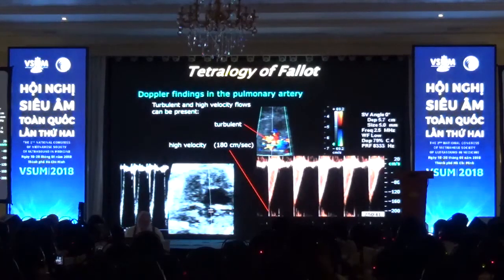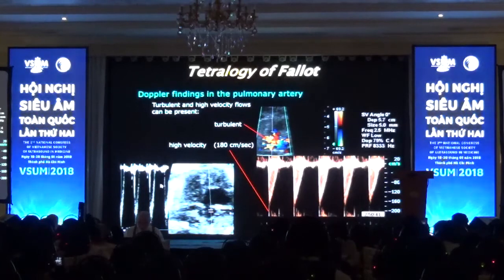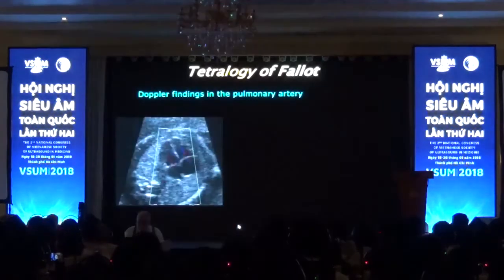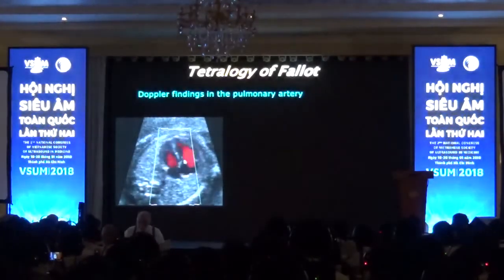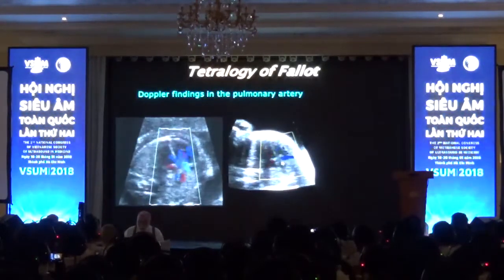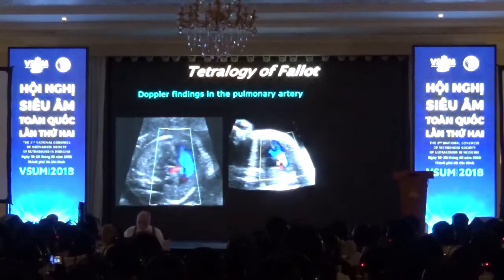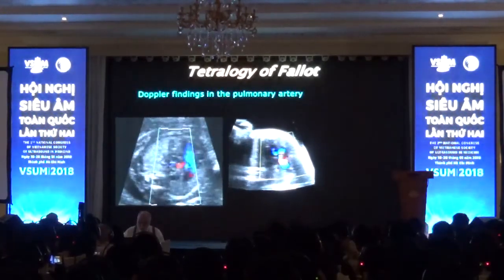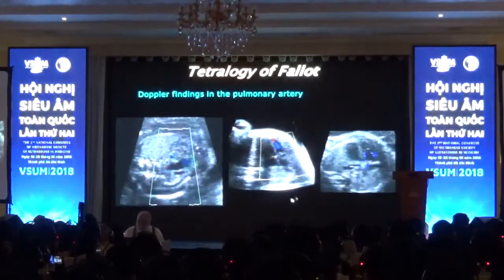So this pulmonary valve is becoming very stenotic. Here's another one with 115 centimeters per second. So this pulmonary valve is also getting stenotic. Otherwise, when you look at Doppler, it's mostly to see the turbulence in the ascending aorta and look at the presence of the pulmonary underneath the aorta.